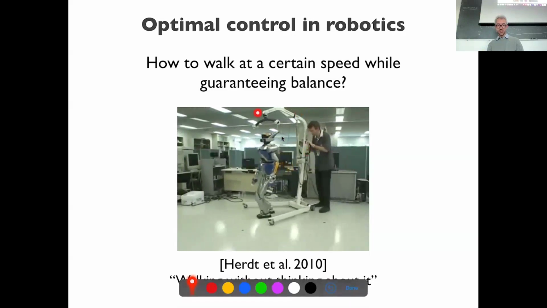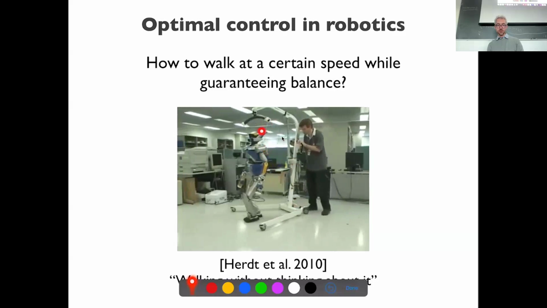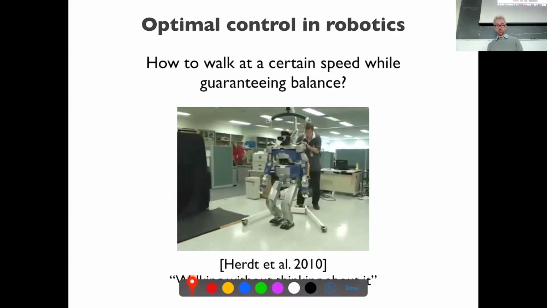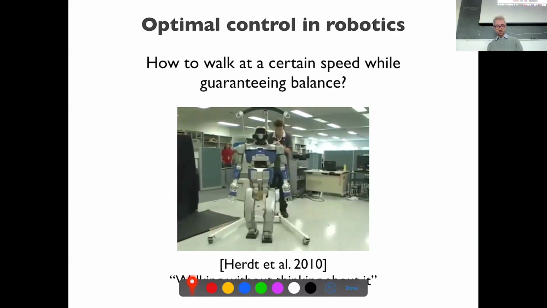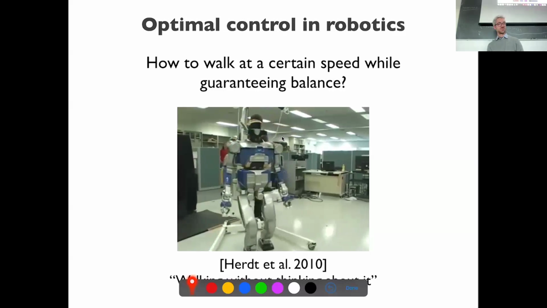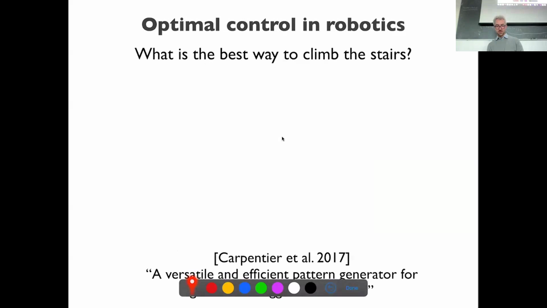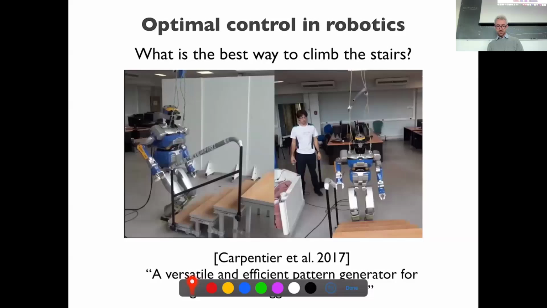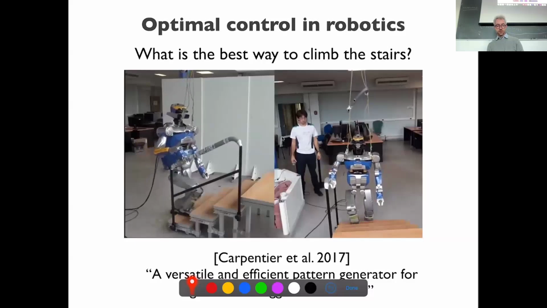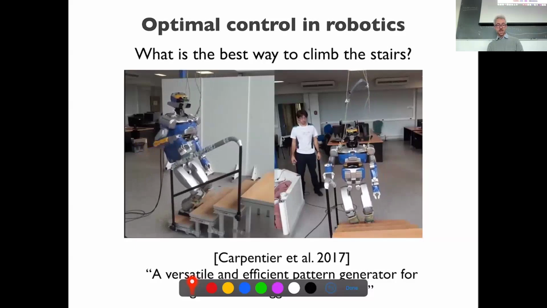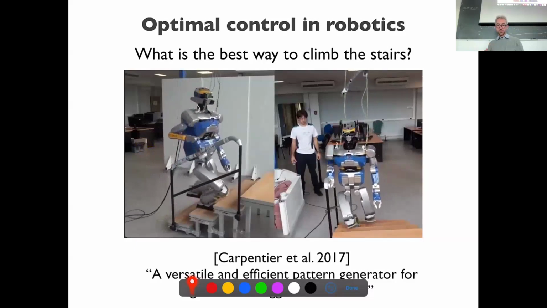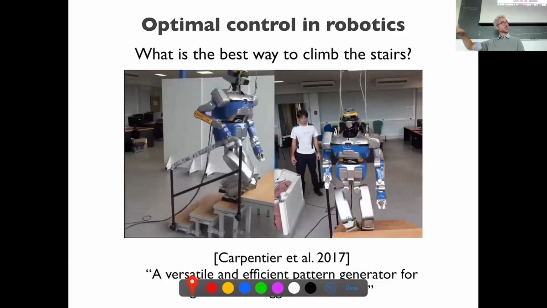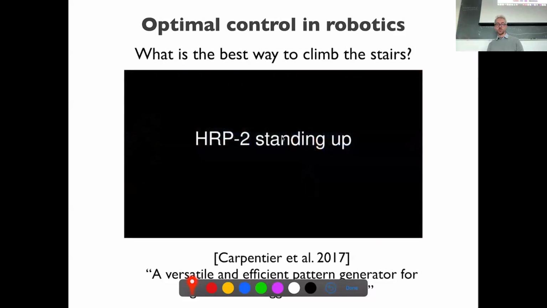This cable here is just there for safety reasons. It's not doing anything. The strings here are loose. They're not sustaining the weight of the robot. And this was 15 years ago. Here is another result, a more recent one, 2017, a more complex behavior. In this case, the robot was tasked to climb the stairs, but it's not sufficiently strong to do it without the handrail. So it also has to use the arms to pull itself up a little bit.